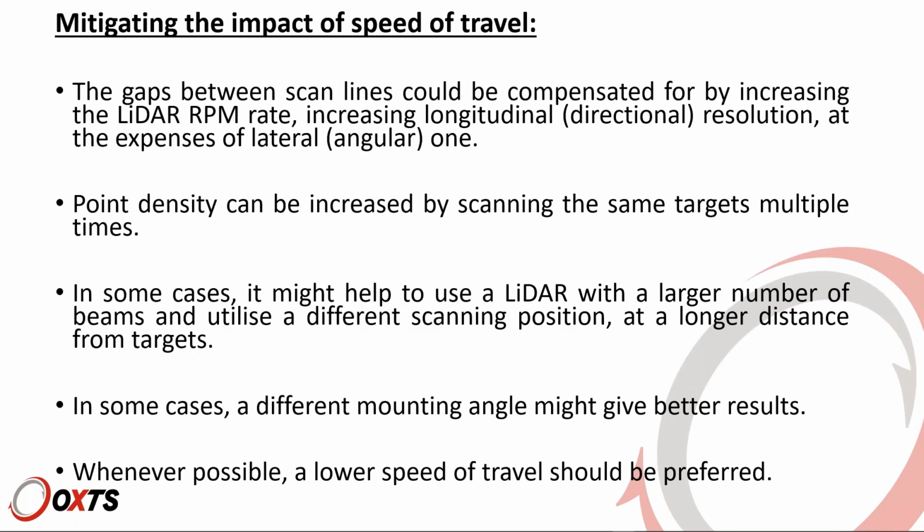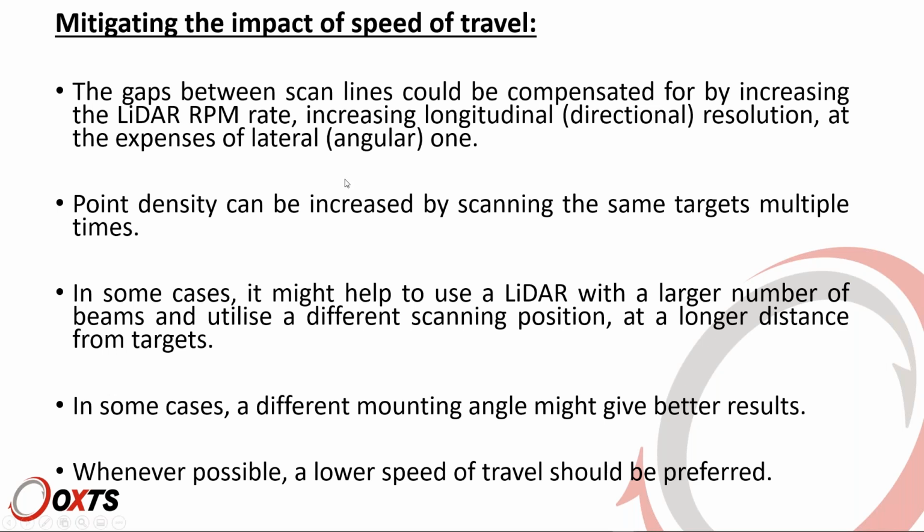So what can you do to mitigate the impact of speed of travel? The first obvious choice would be to increase the LiDAR RPM. In this way, you can increase the longitudinal or directional, in the direction of travel, resolution at the expense of the lateral one. So if you are not interested in surveying what is on the sides, for example, but just the road, then you could do that. Another thing that you can do to increase point density is scanning the same targets multiple times. Again, if you do this, you will require a high position orientation accuracy.